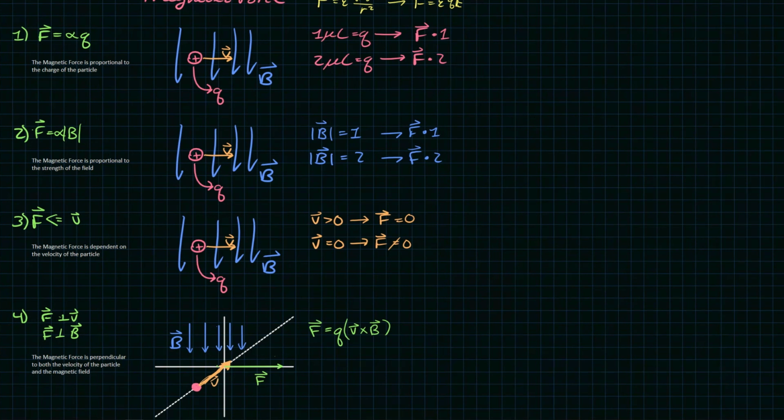Our force depends on a few things, or is proportional to the charge of the particle, which is right here. Whenever the charge of the particle is greater, the force is greater. Same thing for the field strength. If the field strength is greater, the force is greater. Things are beautiful. But this is where magnetic force starts to differ.